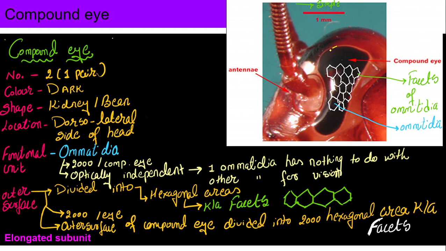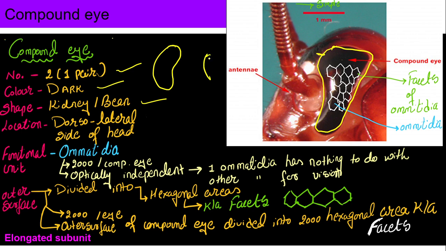Compound eye, if we'll talk here, see here, this is your compound eye. How many compound eyes will be there? Two. That means one pair. What is the color? Dark. What is the shape? Like this, it will be kidney or bean shape. Where is it present, if you can see, dorsolateral side. On the side, suppose if this is the head of the cockroach, here it is present, on the dorsolateral side.